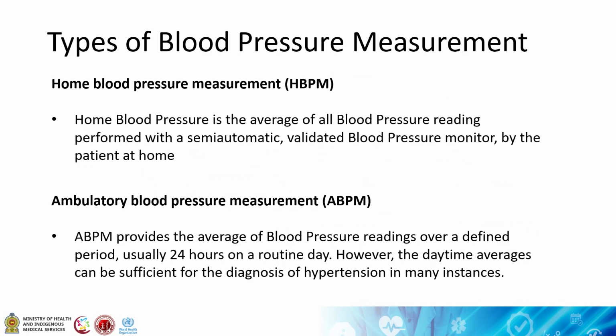Ambulatory blood pressure measurement. Ambulatory blood pressure measurement provides the average of blood pressure readings over a defined period, usually 24 hours on a routine day. However, the daytime averages can be sufficient for the diagnosis of hypertension in many instances.